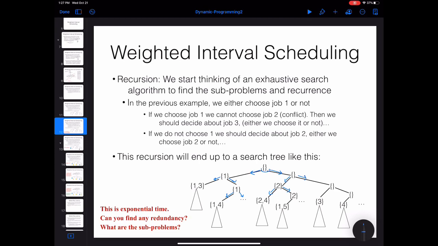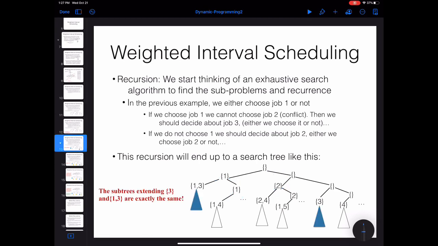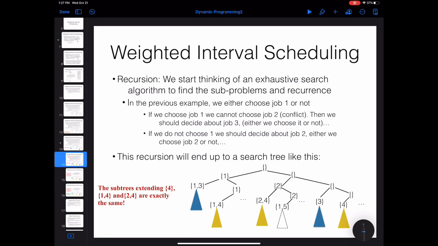And you can find exactly those redundancies: this subtree and this one are exactly the same. Not only that, this subtree and this subtree are exactly the same. Whatever is the optimal answer you find for that subtree can be used for this one. So these are the redundancies.